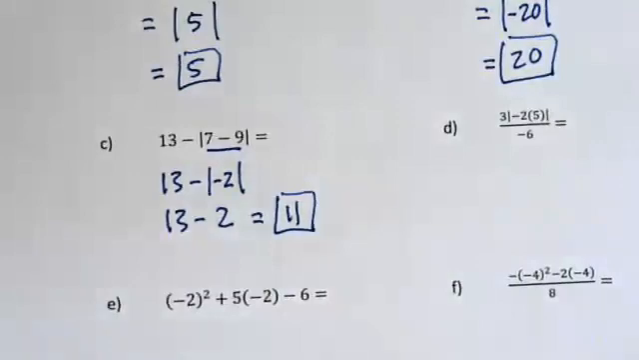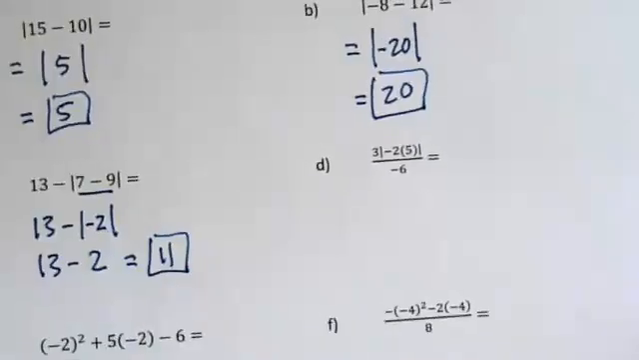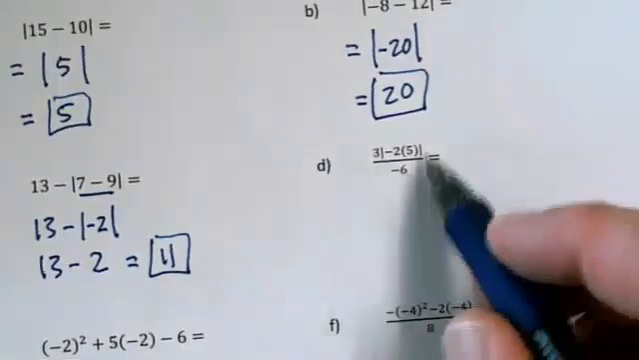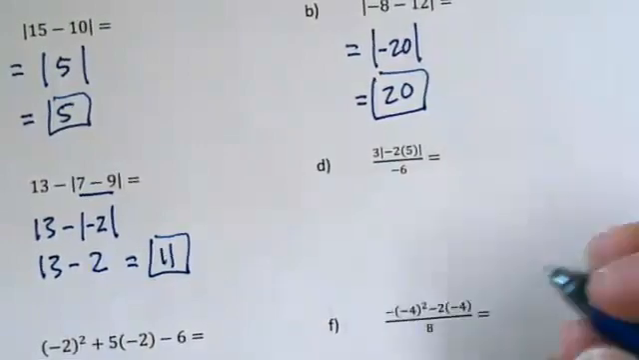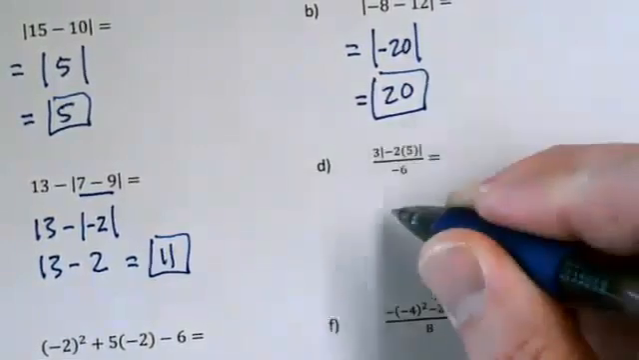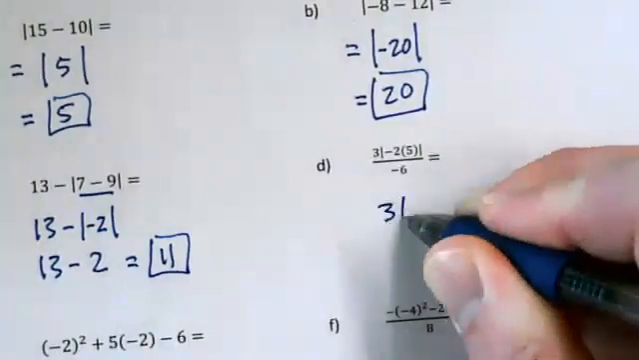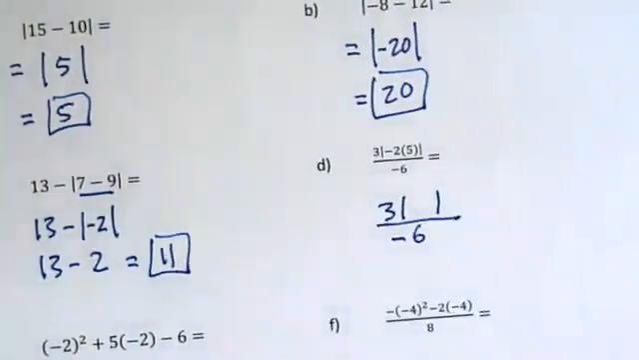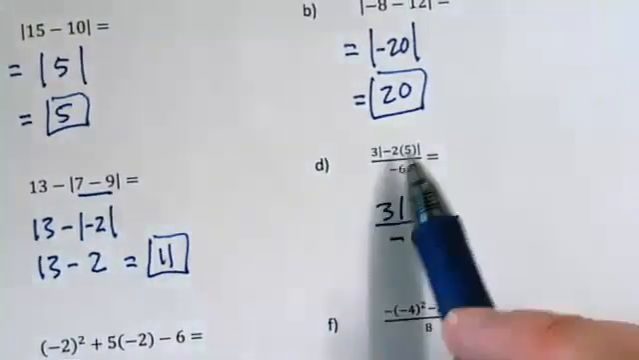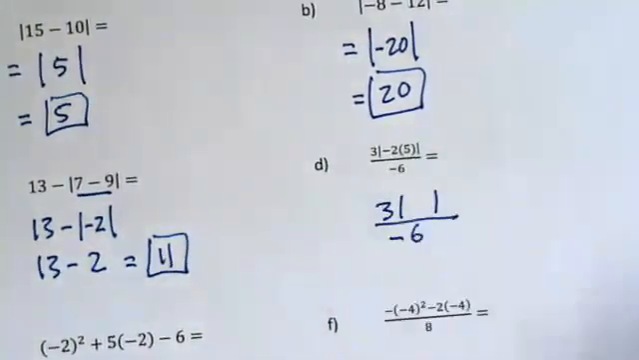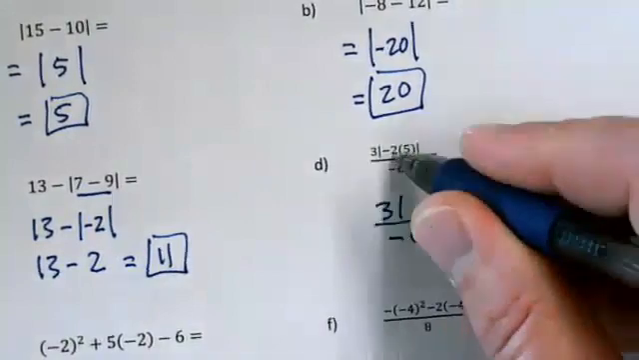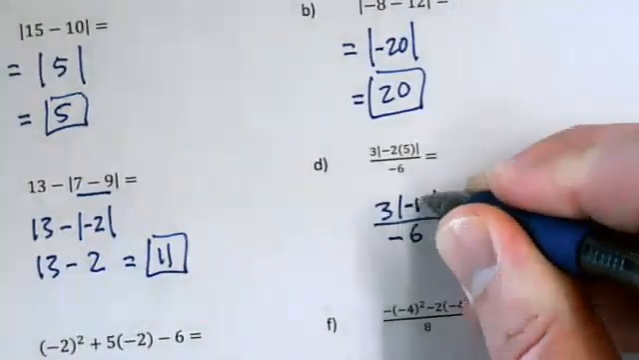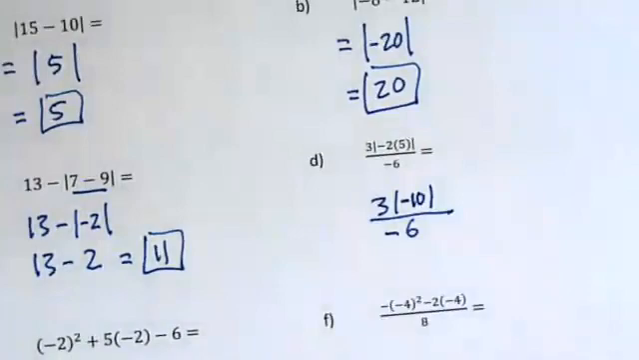All right, moving on to part D. Ooh, this looks complicated. All right, well, let's start with the absolute value. We need to take care of what's inside of that first because it is a grouping symbol. So I'm going to copy everything else down except for the inside of the absolute value. And let's see here, what do we got? -2 times 5. Negative times a positive is a negative, so that's going to give us -10 inside that absolute value.